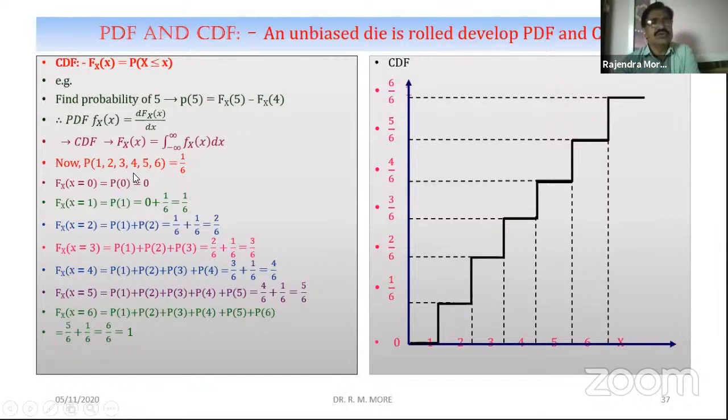Probability x is equal to 0 is equal to 0, because only these are the numbers. X is equal to 1, 0 plus 1 by 6. X is equal to 2, then P1 plus P2, 2 by 6. If 3, then 2 by 6 plus 1 by 6, 3 by 6, and so on. So this cumulative distribution function goes on increasing continuously, and the last value will always be 1, never greater than 1. It is plotted here. For 4 it is 4 by 6, 5 by 6, 6 by 6 means 1. So this is the example of cumulative distribution.